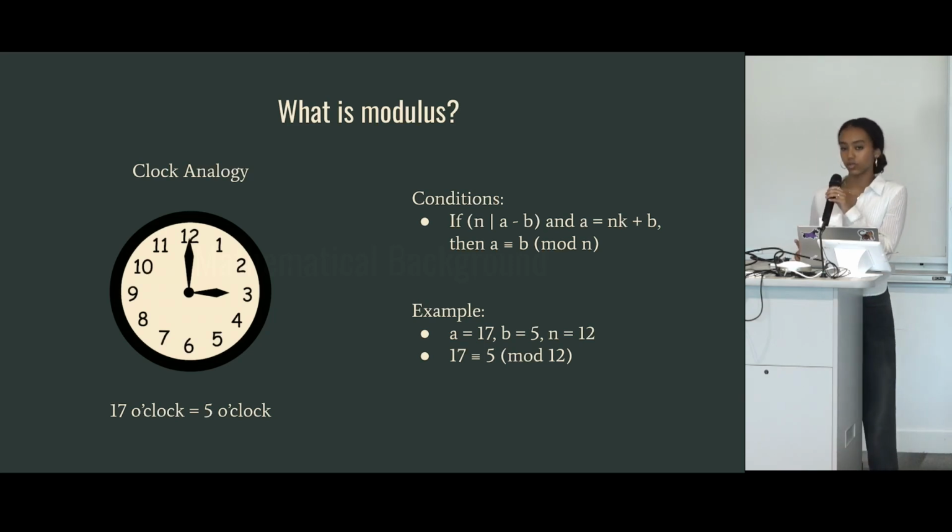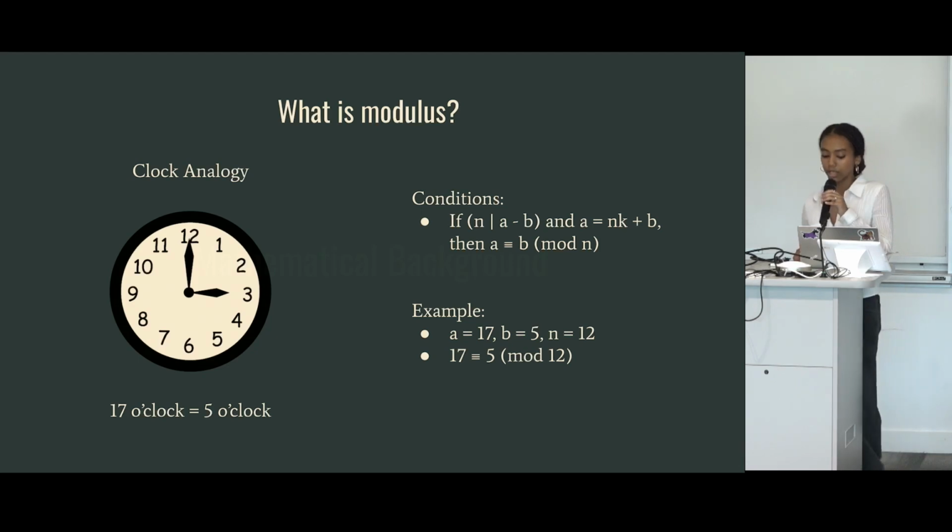There's two conditions in congruence modulo n. The first condition being that A is congruent to B mod n if n divides the difference of A and B. The second condition is A is congruent to B mod n if there exists an integer k that when multiplied by n and added to B, it equals A.